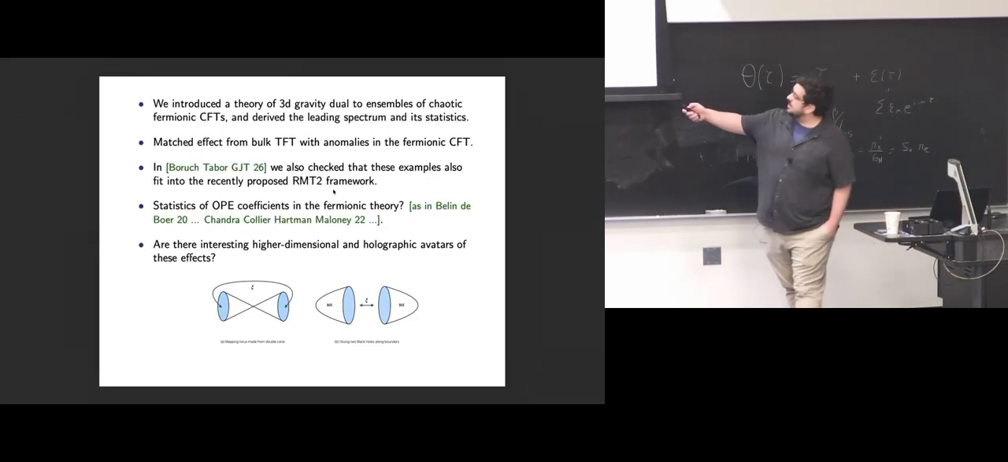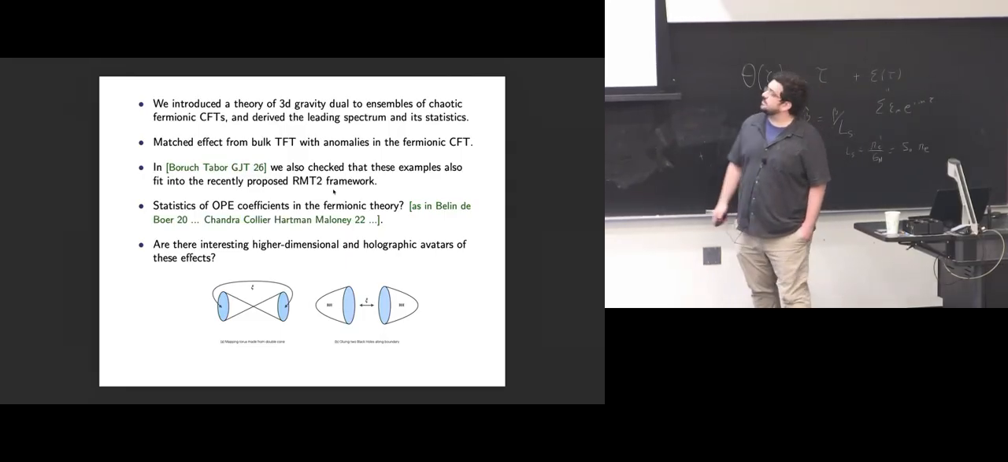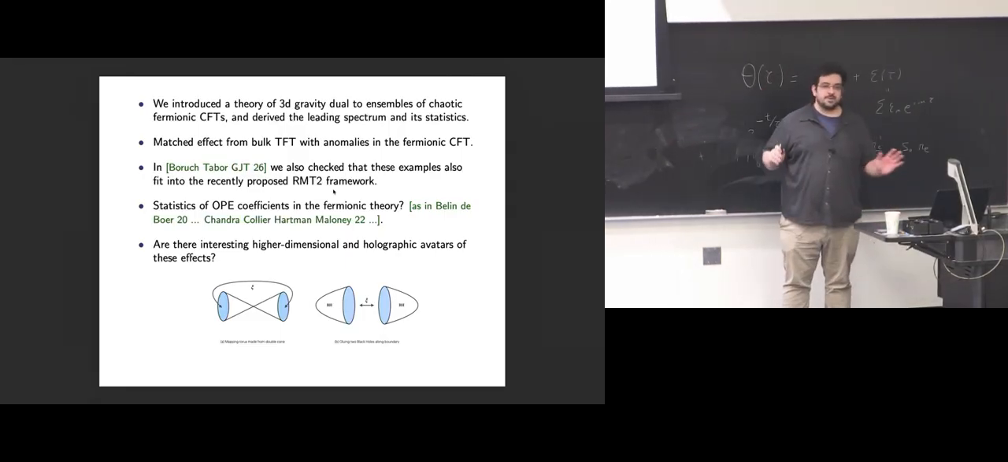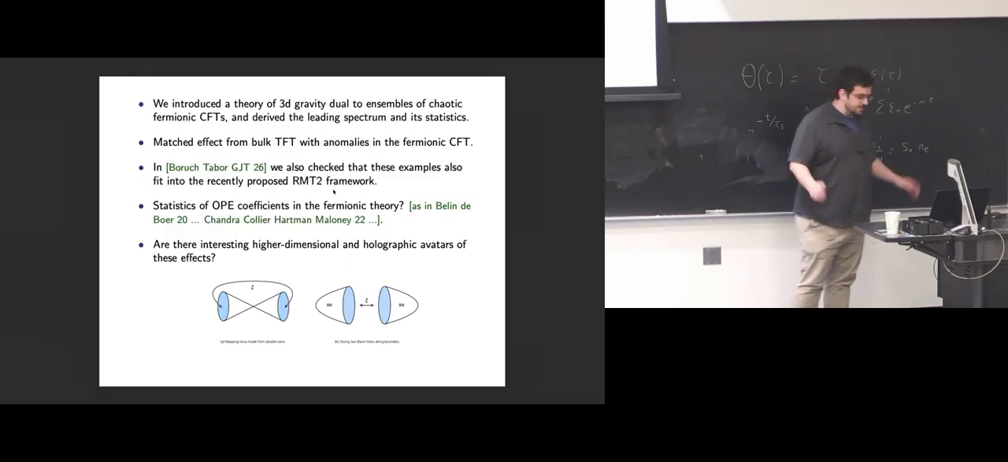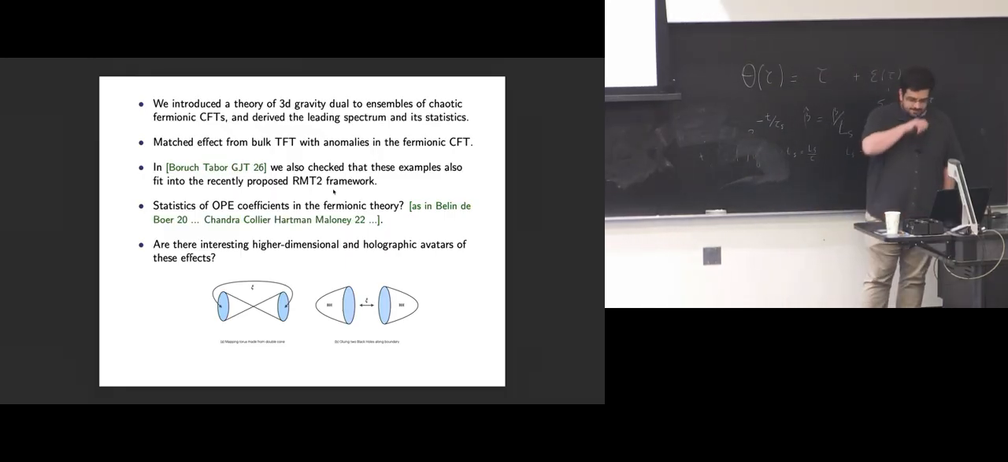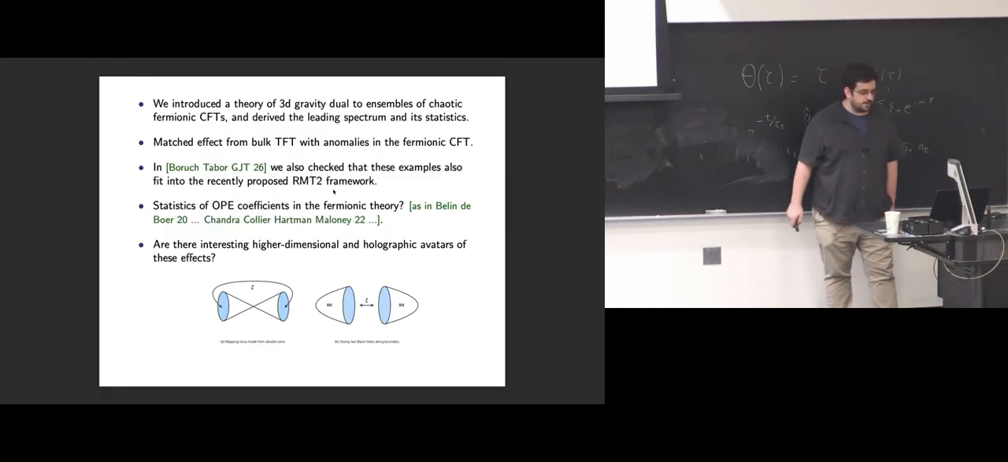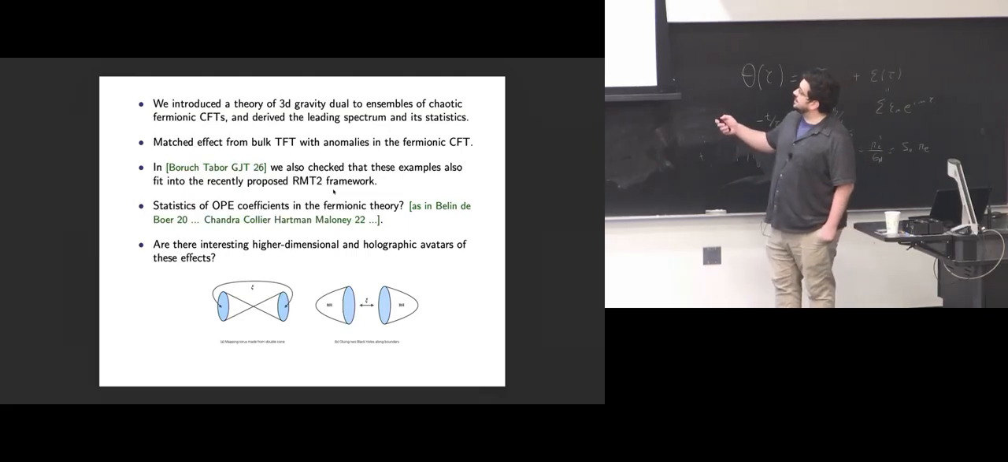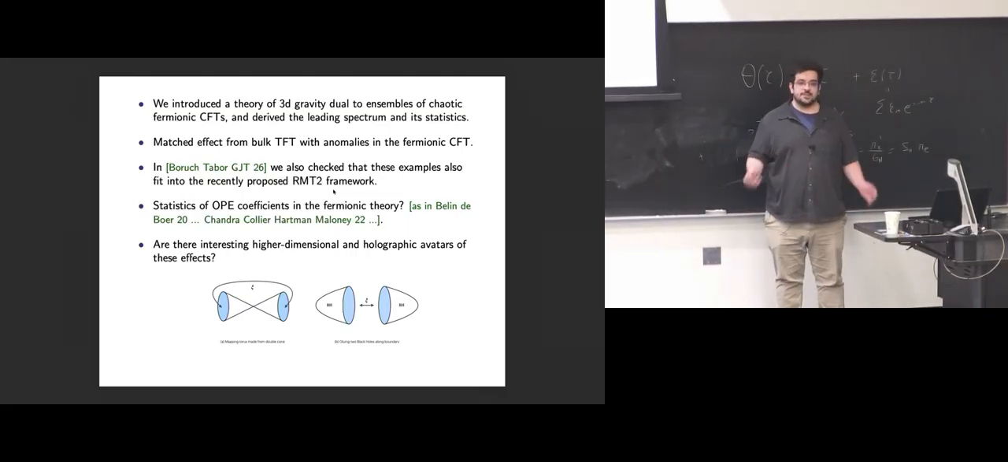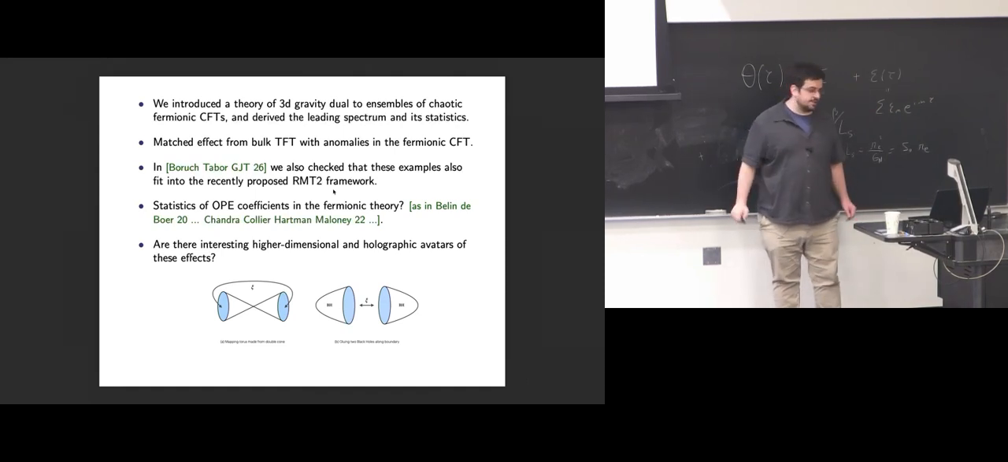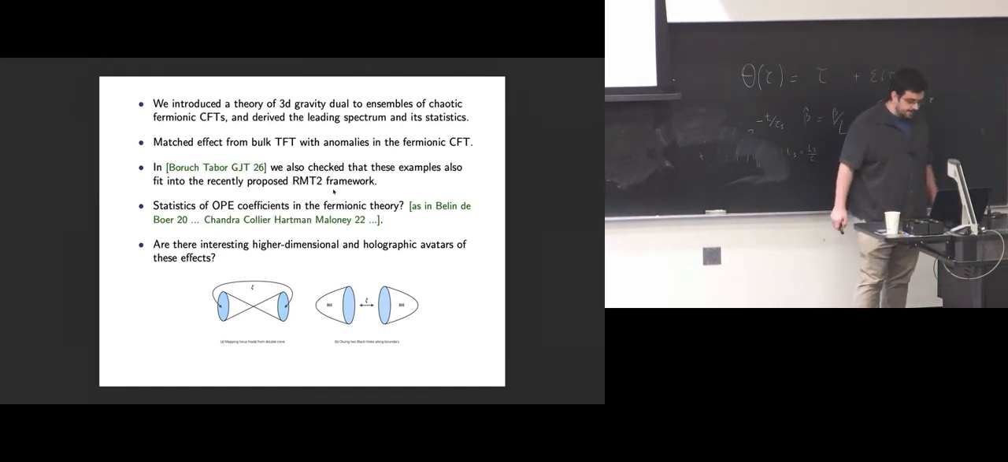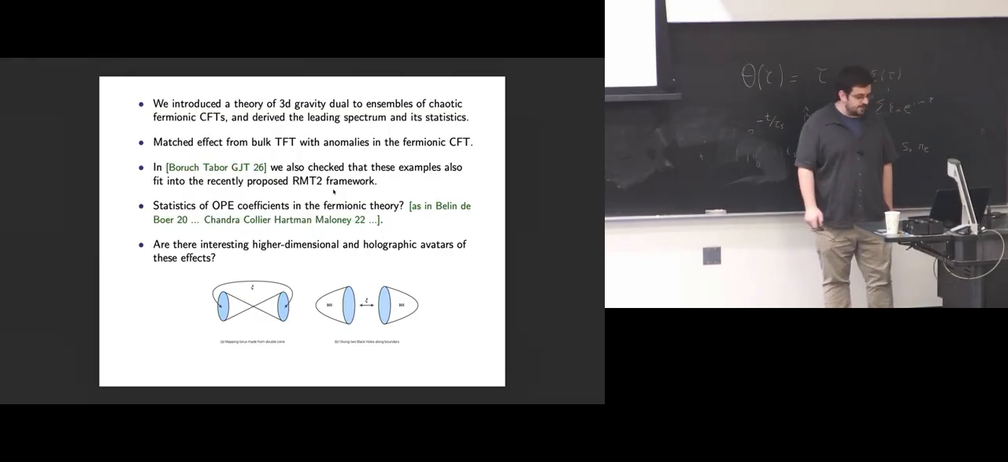In the same paper, we also check that these examples fit into this RMT2 framework, but I don't have time to introduce that, though I'll be happy to discuss afterwards. It could be interesting to also study the statistics of OPE coefficients, as originally in Belin and de Boer, then Chandra, Collier, Hartman and Maloney, and more recently using the Virasoro TQFT, which allows us to compute this, all the construction of Jafferis and collaborators, etc. All that can be generalized.